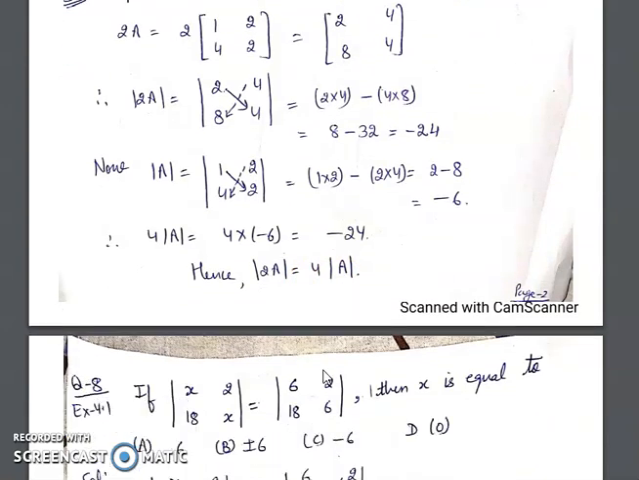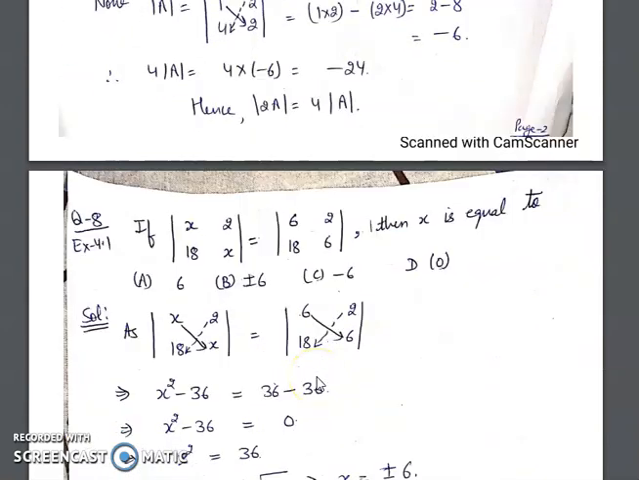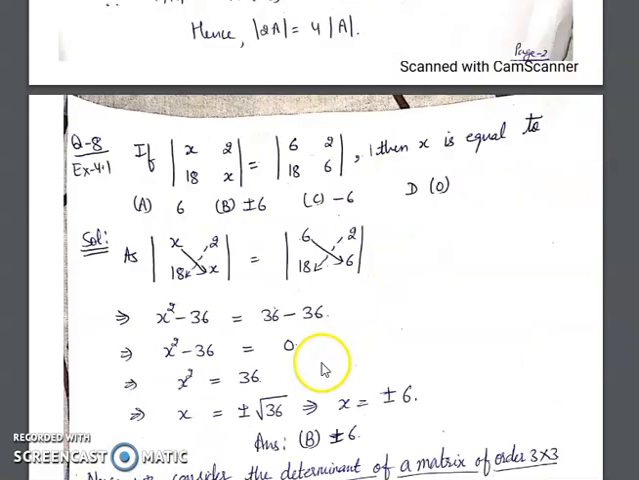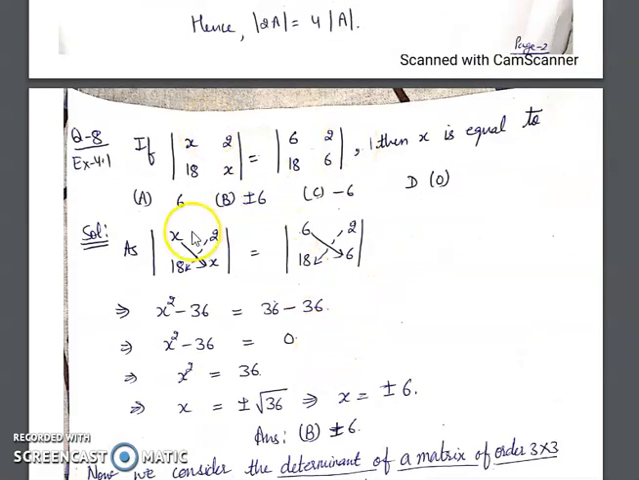Now come to one more question. Question number 8 of your exercise 4.1. Now if two determinants are equal, then x is equal to, and 4 options are given to you. It means we have to find out the value of x. So two determinants are equal, given to us. So we find out the value of the determinant.